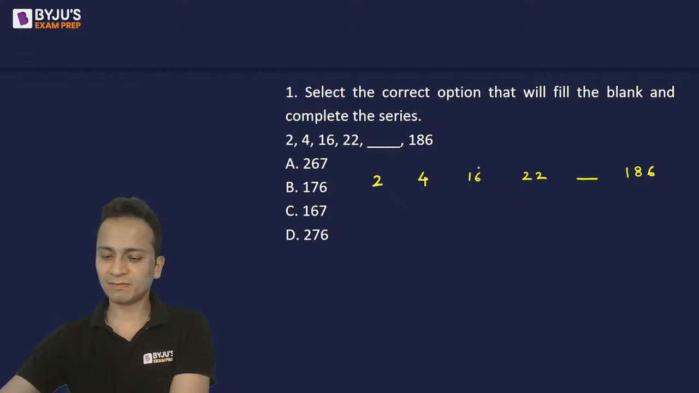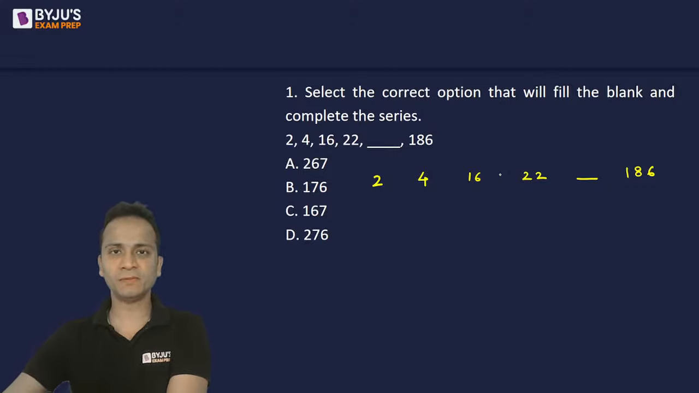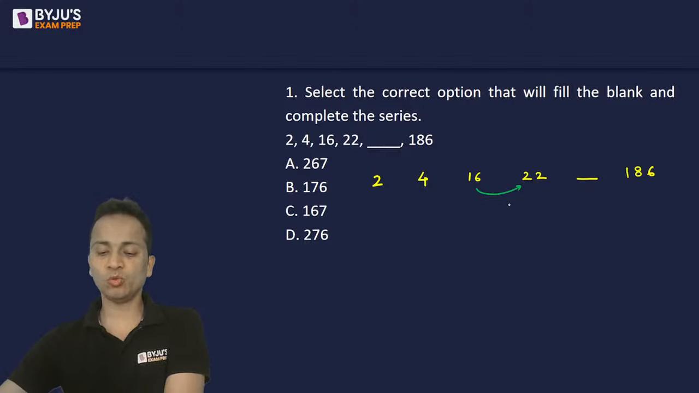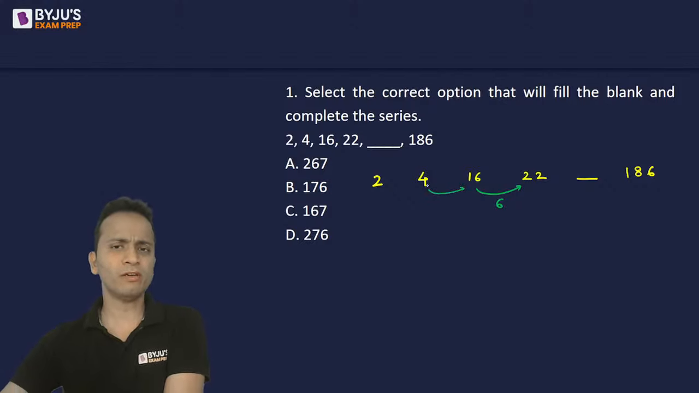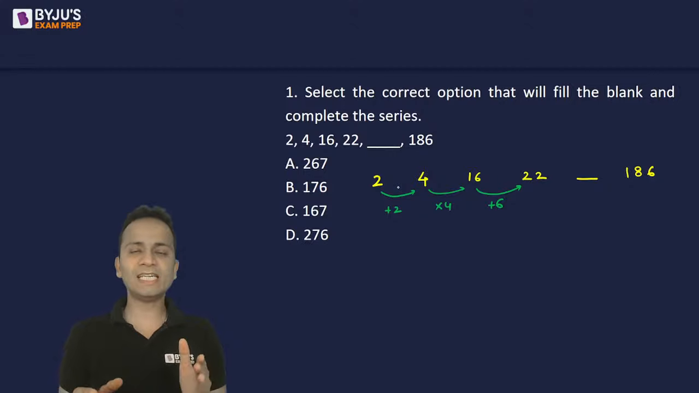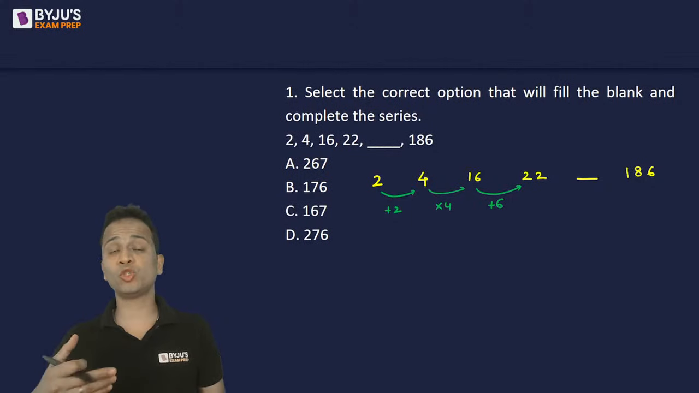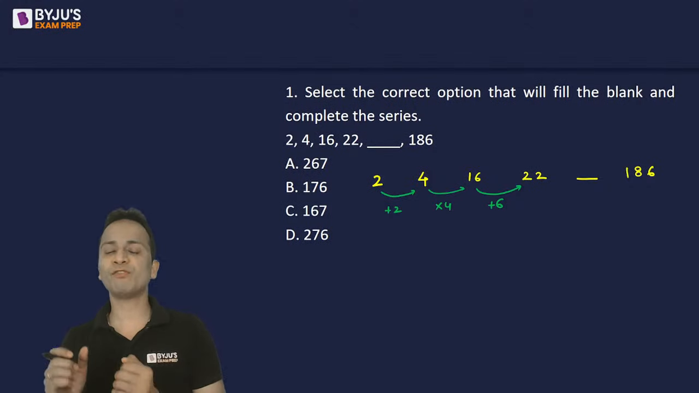It's not that difficult. Good, 176 is from the first student to respond. Now look at this part: from 16 to 22, how much has been added? We have added 6 here. But here, addition is not working: 4 multiplied by 4 is 16. So plus 6, multiply 4, and here it is plus 2. Alternately it is plus, multiply, plus, multiply, and the value with which you are adding or multiplying is increasing by 2. So plus 2, multiply 4, plus 6.